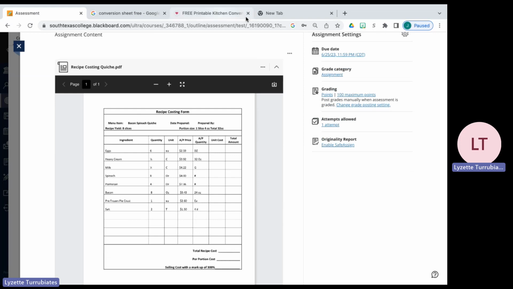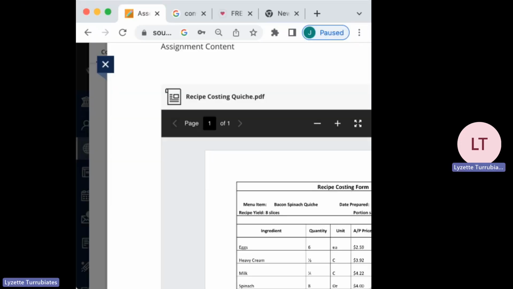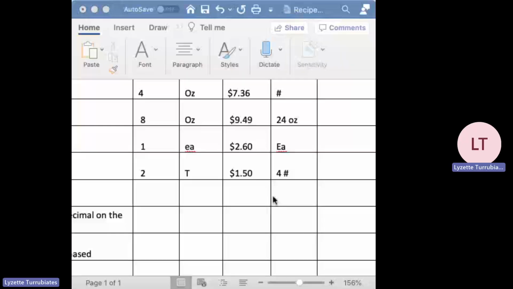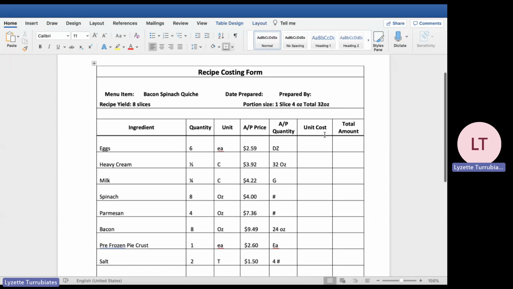Okay, so I'm going to be opening up, I'm going to be sharing a different screen. This one right here. Okay, so essentially this is the same as your assignment online, right? The only thing that's missing, of course, are the last 2 columns, but the same items are still on there.